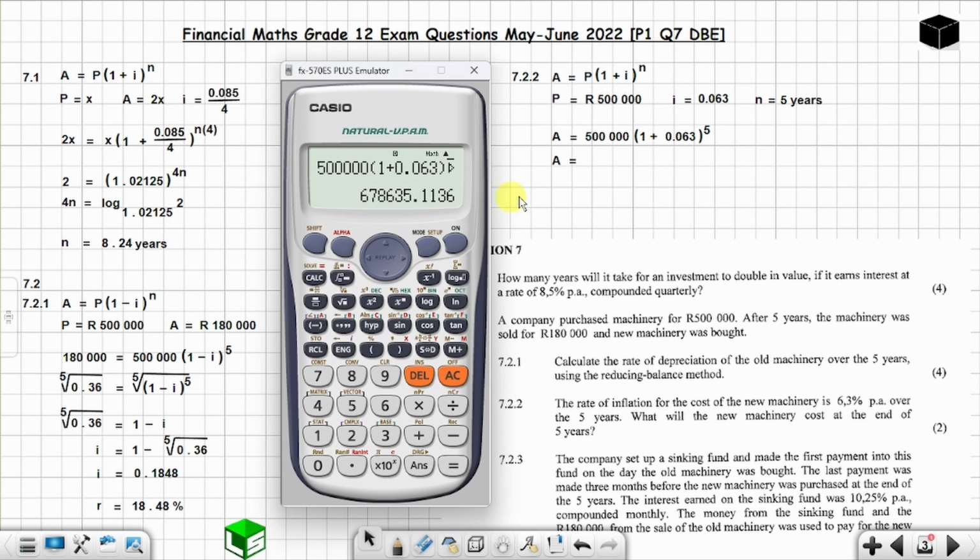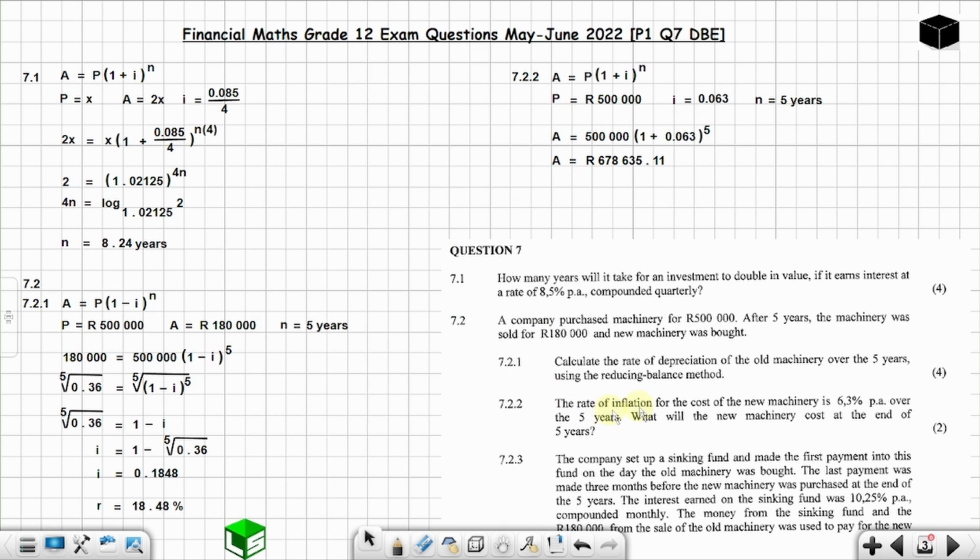So this is the price. You can see 678, 678, 635, 635, 11 cents. You can see there is an increase in price. So this is the inflation. The inflation is the increase in price. So this is the final answer to question 7.2.2.